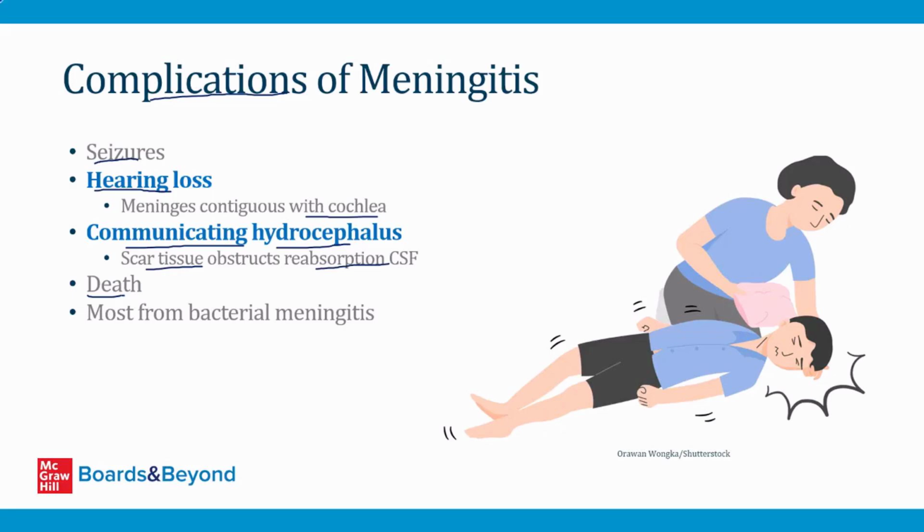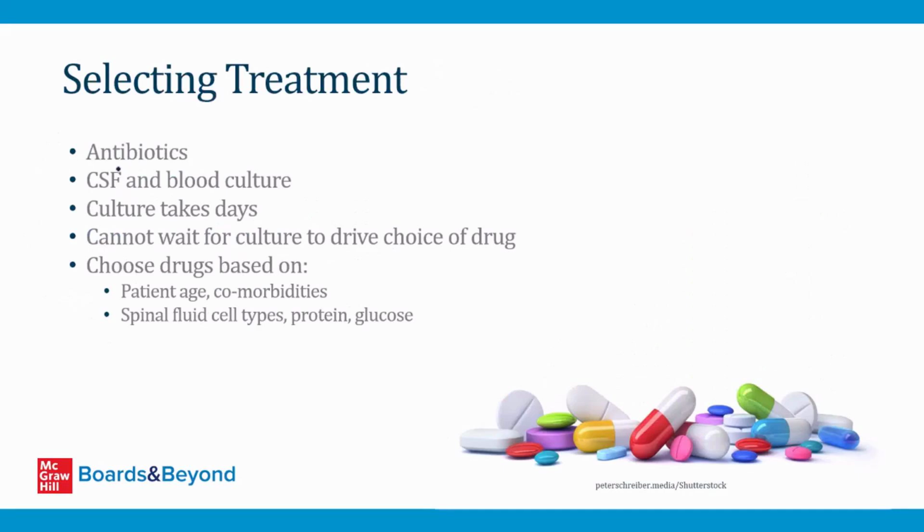And most of these really bad complications that I'm showing on the slide here, most of these come from bacterial meningitis. They're much, much less common in viral and other forms of meningitis. So the treatment for bacterial forms of meningitis, which are the most dangerous forms, is with antibiotics. And ideally, we would choose antibiotics based on culture of the cerebrospinal fluid and blood, which would tell us exactly what the organism is and what antibiotics it's sensitive to.